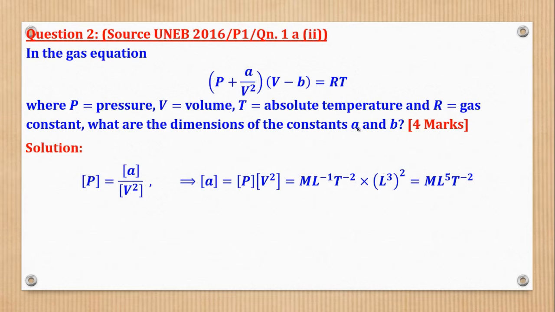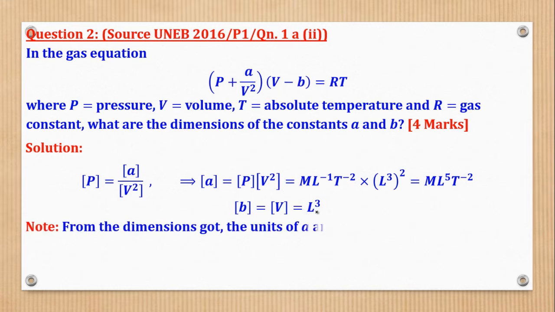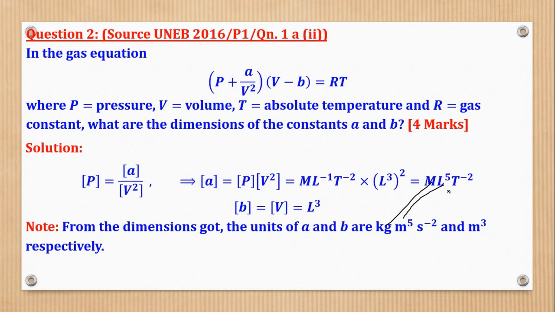Then for B, the dimension of this is the dimension of V, which is L cubed. And that's what they wanted. So in case that's for SI unit, you look at this M, which is kilogram, meter, second, and that will be the SI unit. For this, it will be meter cubed.